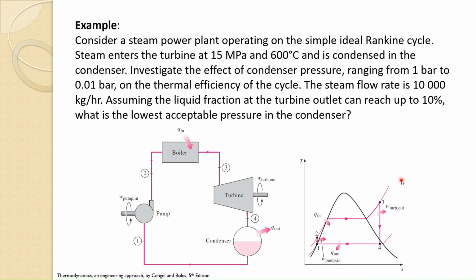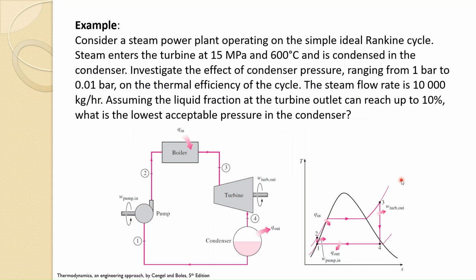Let's do this by considering an example. Let's say that we have a steam power plant that operates on a simple ideal Rankine cycle. Steam enters the turbine at 15 megapascal and 600 degrees C, and it's condensed in the condenser. We want to investigate the effect of the condenser pressure ranging from 1 bar to 0.01 bar on the thermal efficiency of this cycle. We assume that the steam flow rate is 10,000 kilogram per hour.